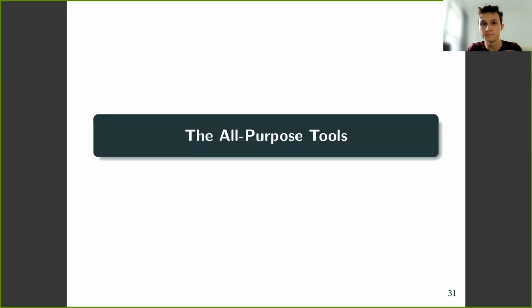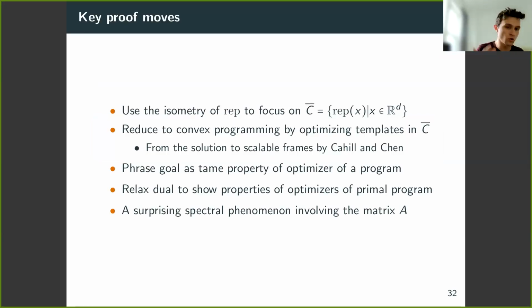So here's some tools for you to take home, for you to use, that we used in proving this. So our key proof moves were, the main inspiration step was the idea of sorting and how we generalize sorting to reflection groups. And that's this idea of taking a canonical representative and then focusing on just that specific Voronoi domain, or Weyl chamber. We focus on all the canonical representatives of our space and we work on optimizing in that setting. And we do some convex programming by optimizing our templates restricted to this cone, which is the only cone in which anything works. And our solution to that task was inspired by the scalable frames idea that Cahill and Chen produced a while back. The citation is at the end of this paper if you're interested in that.